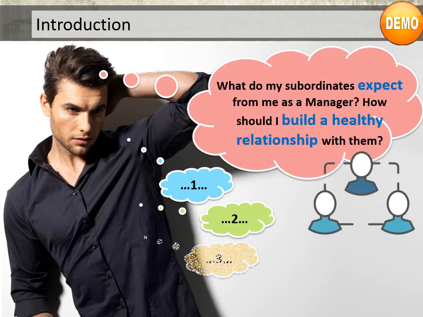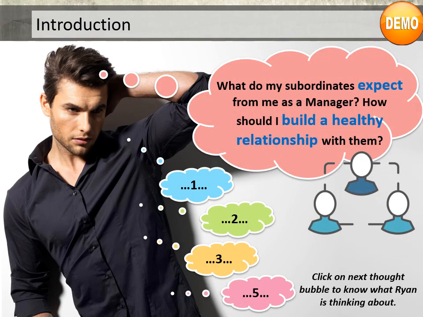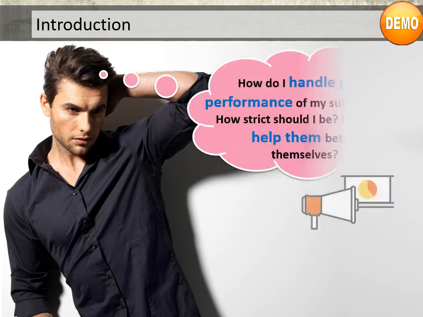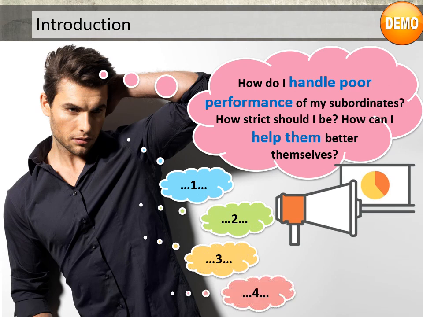What do my subordinates expect from me as a manager? How should I build a healthy relationship with them? How do I handle poor performance of my subordinates? How strict should I be? How can I help them better themselves?